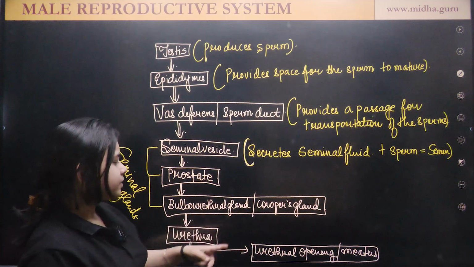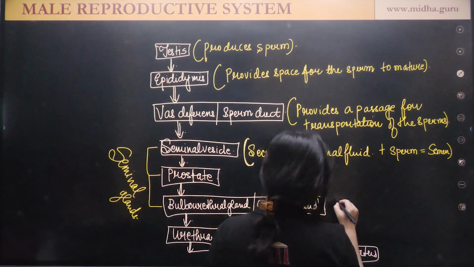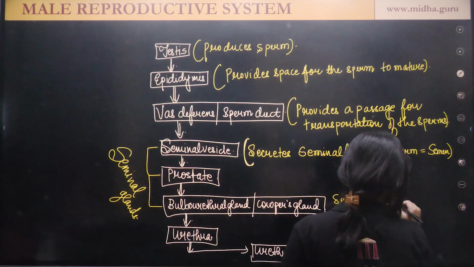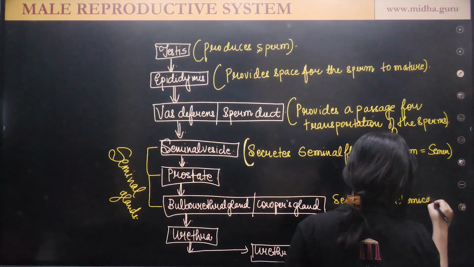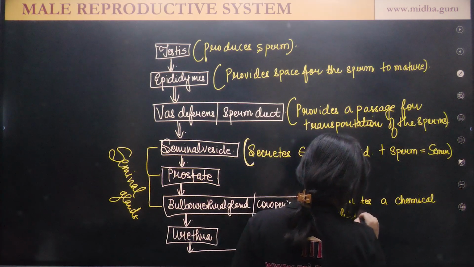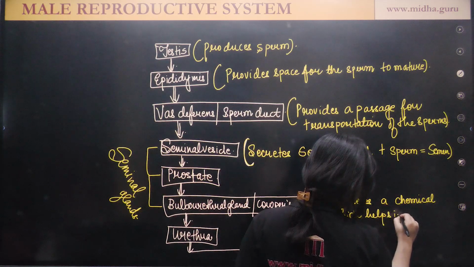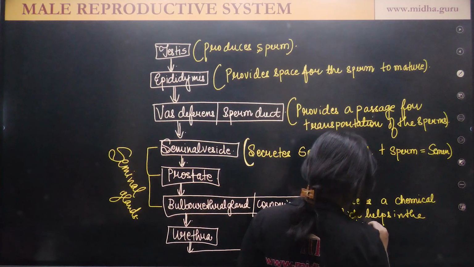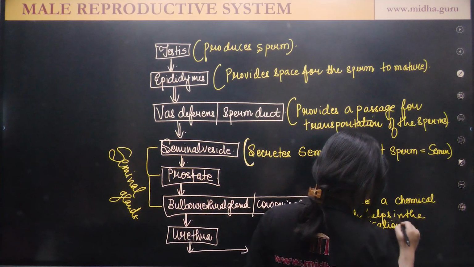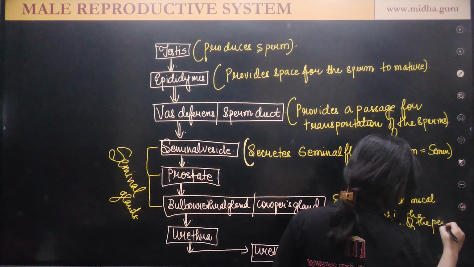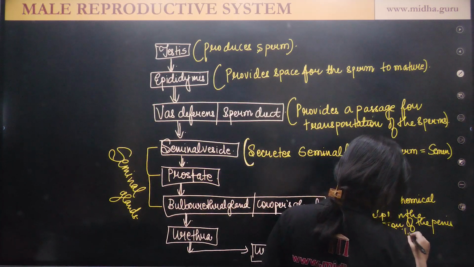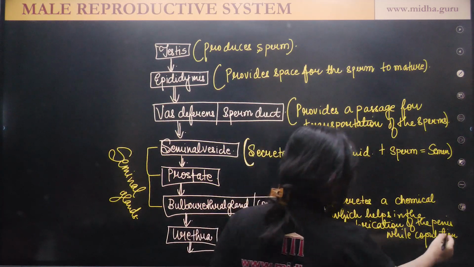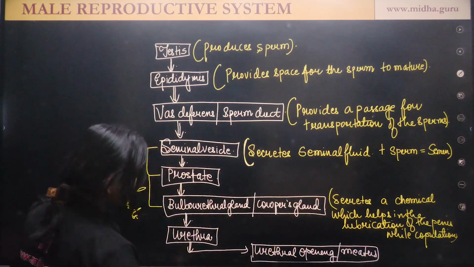Then this bulbourethral gland again secretes a chemical which helps in the lubrication of the penis while copulation. Next we have this urethra.